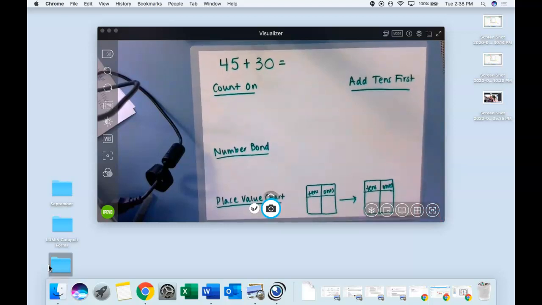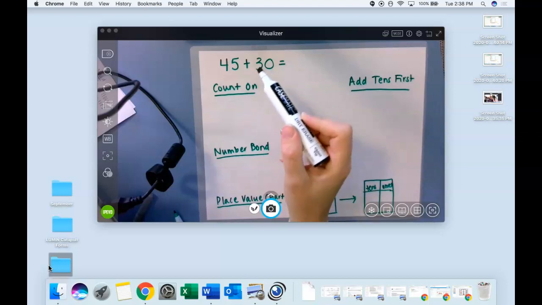But I also wanted to take a moment just to highlight some key language to use as you teach your students to add multi-digit numbers. So there are 4 strategies I want to review with you today. And really the key to these strategies is using precise language so that kids are developing place value understanding as they're learning to add.